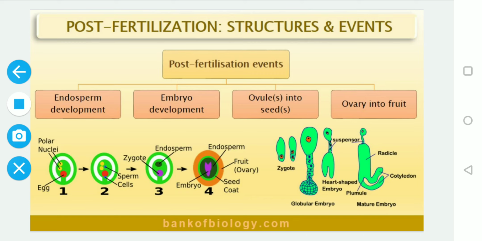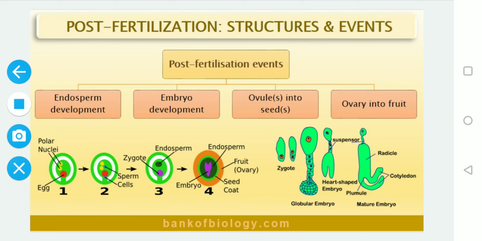Okay? So the first, the post-fertilization events. Majorly there are four events we can identify in angiosperms. The formation of endosperm, which is also known as endosperm development. Then the development of embryo, that is embryo development. And we can also identify that the ovules develop into seeds. Remember, in all cases we cannot expect seeds. At the same time, in some species, the ovary develops into fruits.